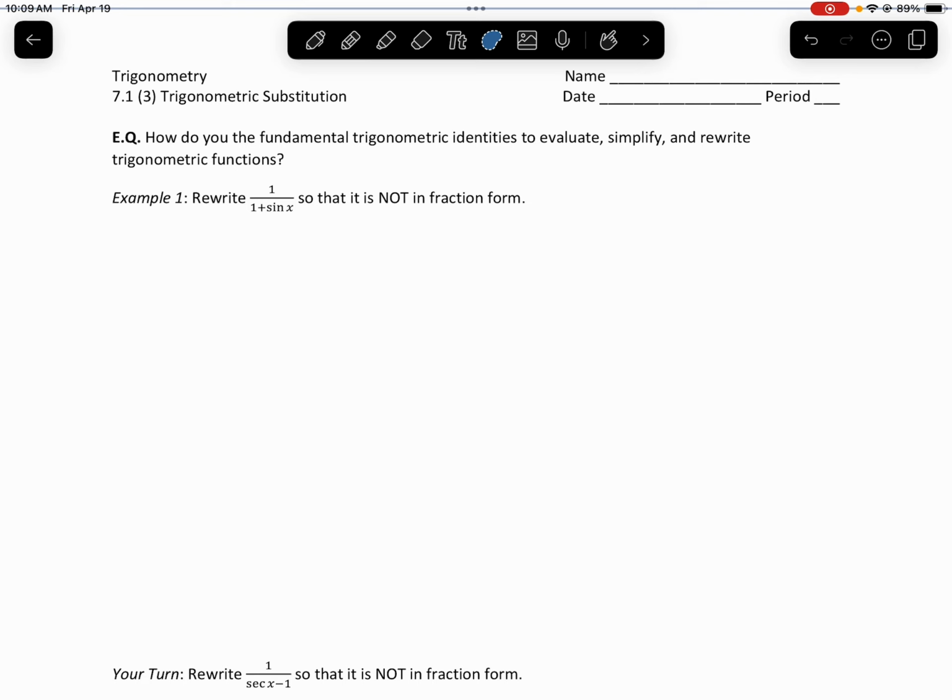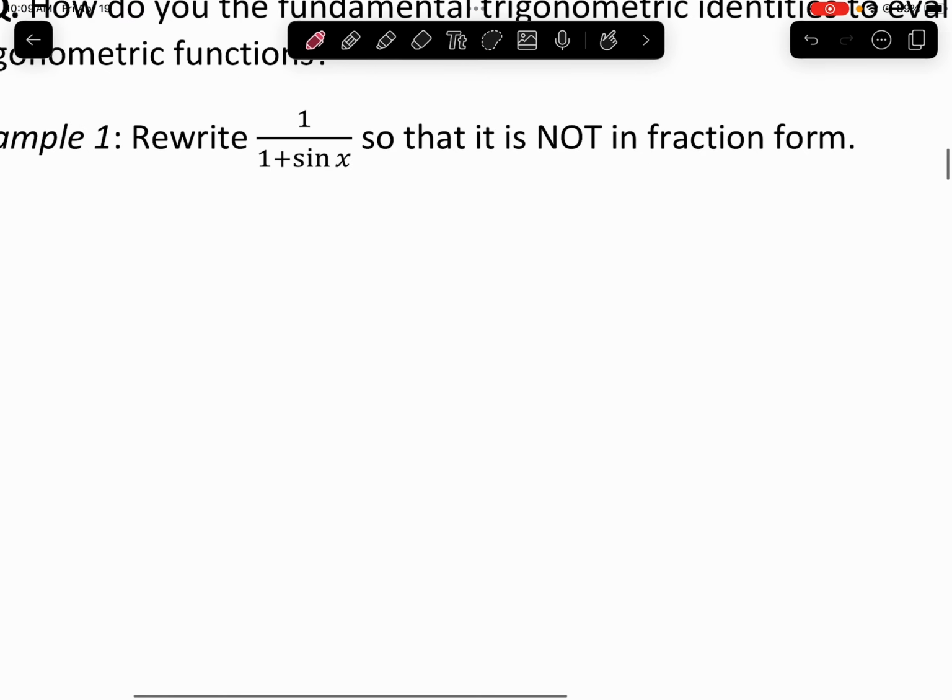For the first example, it says rewrite 1 over 1 plus sine of x so that it's not in fraction form. So to do this, we are going to do something that's similar to rationalizing the denominator that you learned in Algebra 2, you also did in Algebra 3. So let's go ahead and get started. If my original problem is 1 over 1 plus the sine of x, we are going to multiply both numerator and denominator by 1 minus the sine of x.